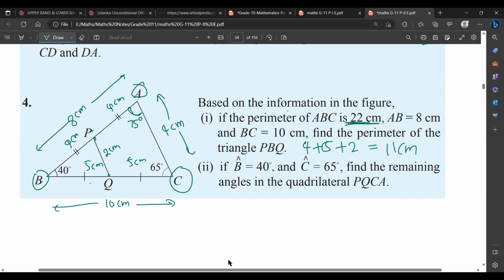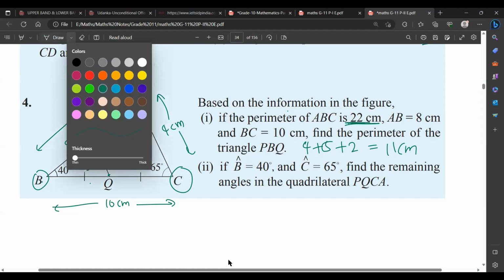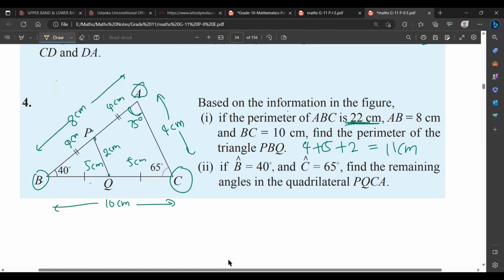Now B is equal to 40. They mentioned B equal to 40, C equal to 65. Find the remaining angles of the vertical. You know what is there? There are several angles because look at here. You know this side and this side should be parallel, no? These two should be parallel because they are midpoints. These two should be parallel.